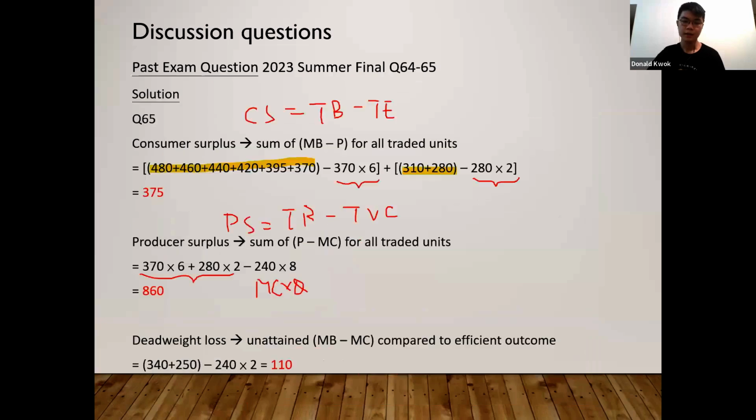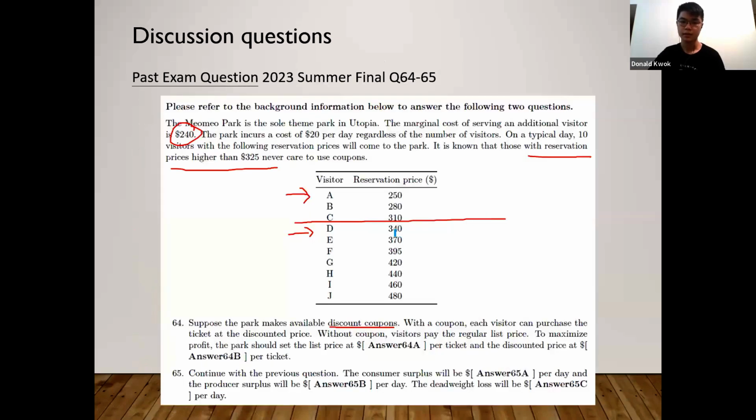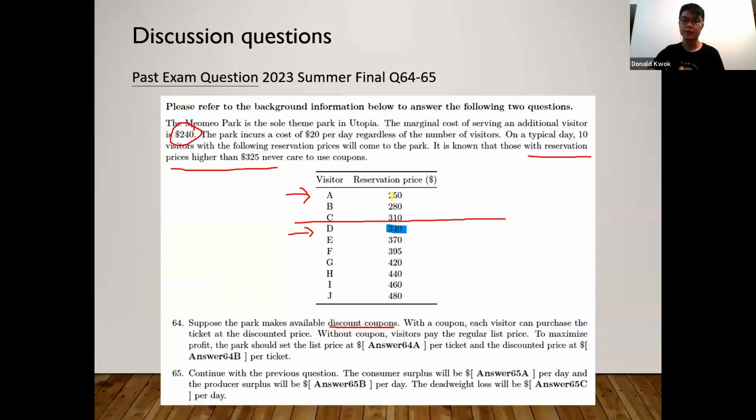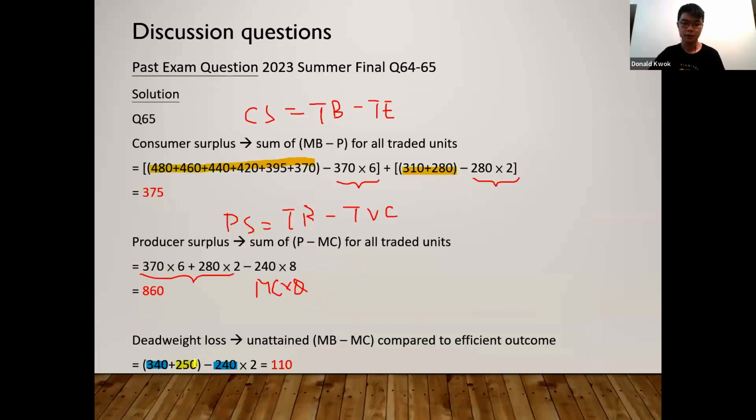So how can you do that? For visitor D, the unattained economic surplus will be the marginal benefit 340 minus the marginal cost of production 240. 340 is the reservation price for visitor D. How about visitor A? It will be its reservation price 250 minus the marginal cost of 240, and we are able to calculate the deadweight loss, 110.